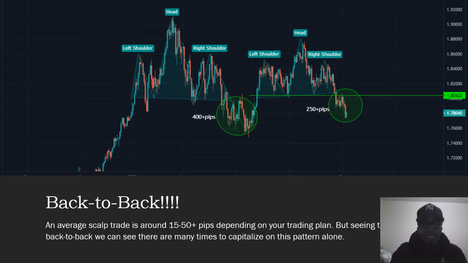And if you guys see here, both of those moves happened back to back. That just shows the power of these patterns, for a total of over 600 pips. On average, the scalp trader is going to take from like 15 to 50 pips plus, depending on your trading style. But looking at this, you can easily see how we can make our money in these movements.